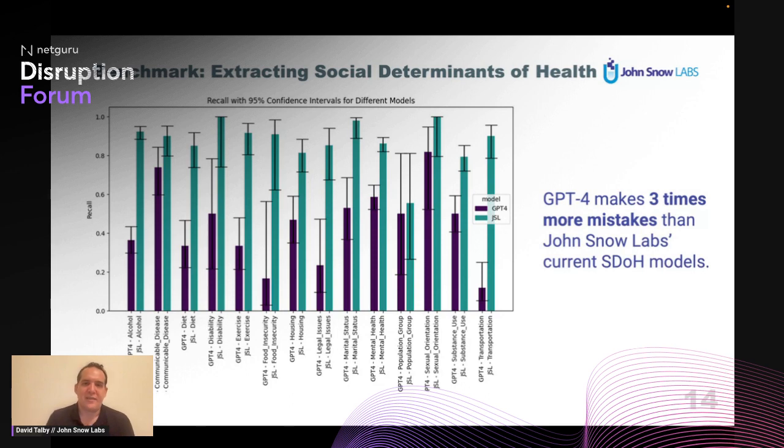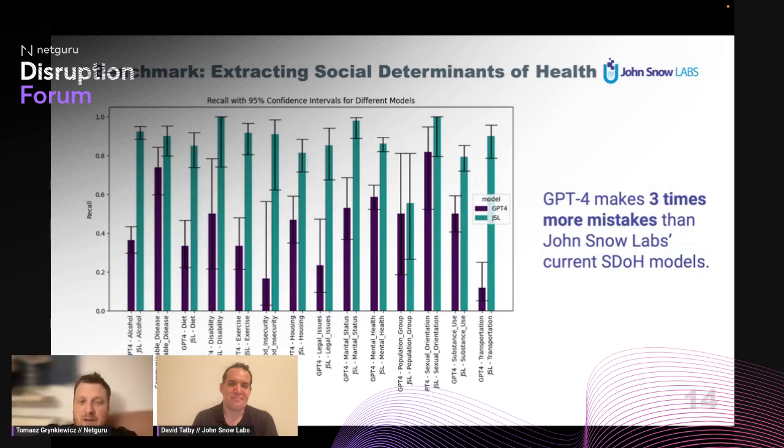When we benchmarked our current state-of-the-art models versus GPT-4 recently, across a fairly broad number of different types of social determinants, we found that... I'm sorry, we need to restart this slide. No problem, just take a pause. Okay, starting again in a few seconds.